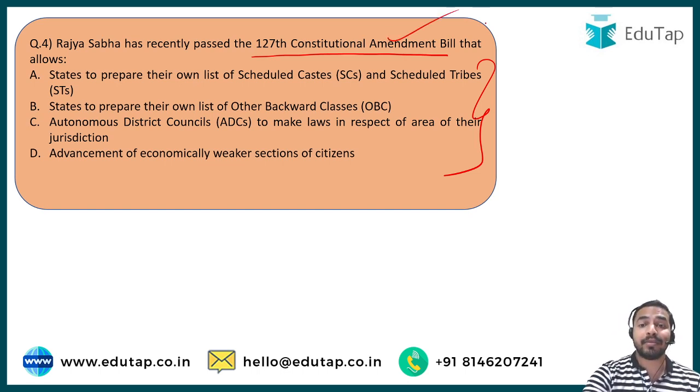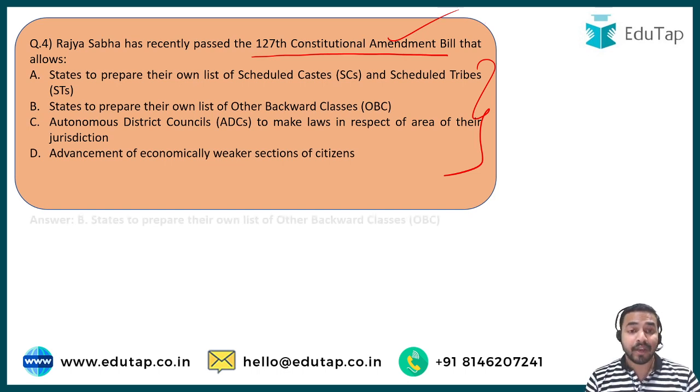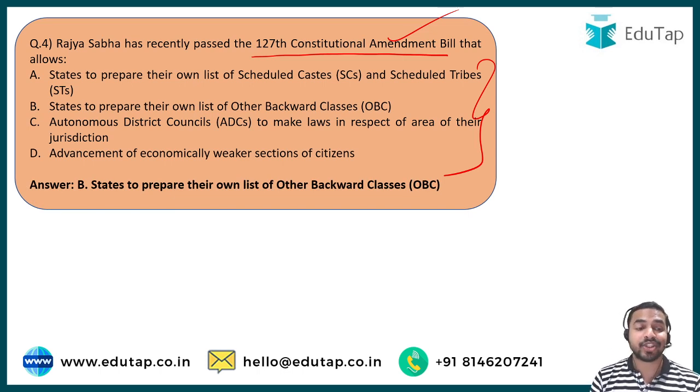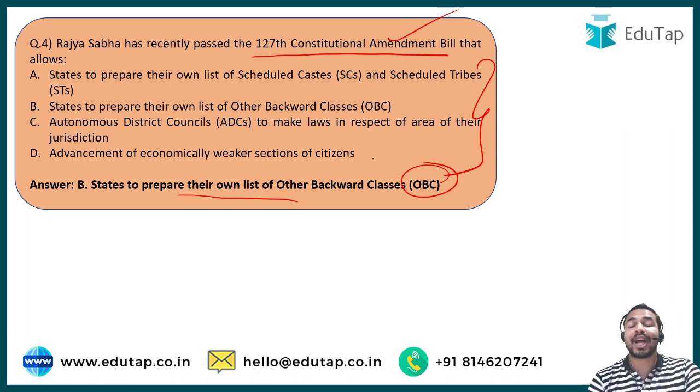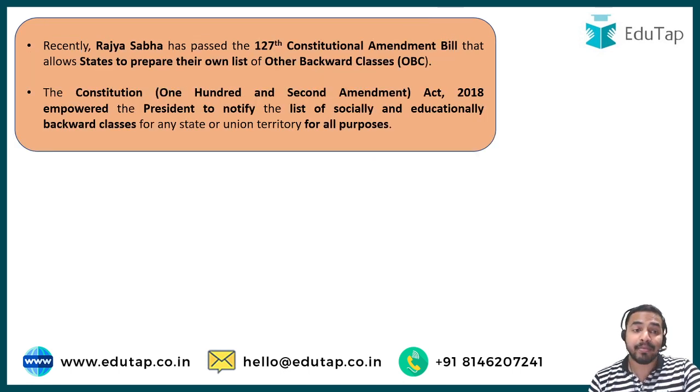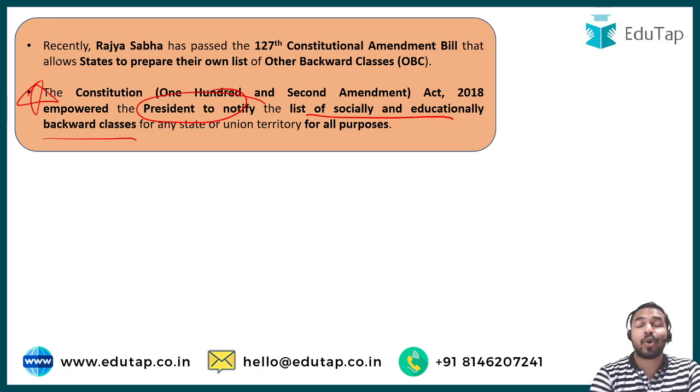See, these kinds of constitutional amendments are really very important from the exam point of view. And the right answer to this question is option B, that is, the 127th constitutional amendment allows the states to prepare their own list of other backward classes, and that is the right answer. And my dear friends, the 102nd amendment of 2018 also empowered the President to notify the list of socially and educationally backward classes for any state or union territory for all purposes, and that is the additional information that all of you are required to remember. So I hope that this is very much clear.